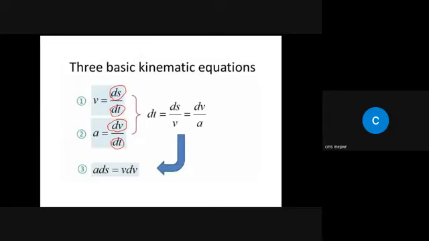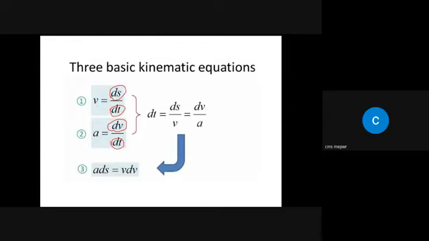Now from this one, we can get the value of dt. From the velocity equation, we get dt is equal to ds by v. And from the acceleration equation, if I get the value of dt, I will get dv by a. So this equation becomes dt is equal to ds by v, and this equation becomes dt is equal to dv by a.